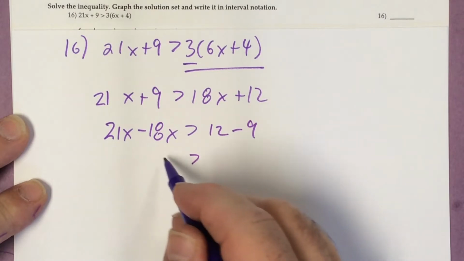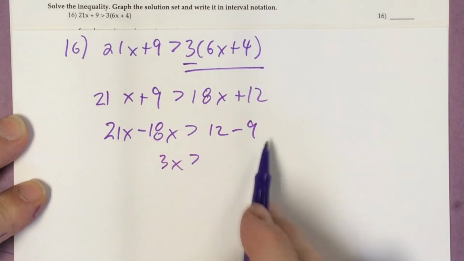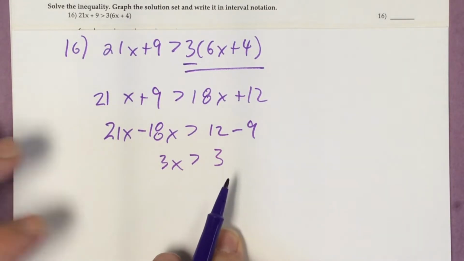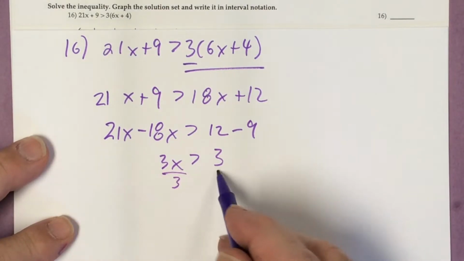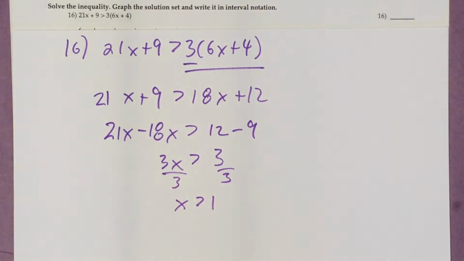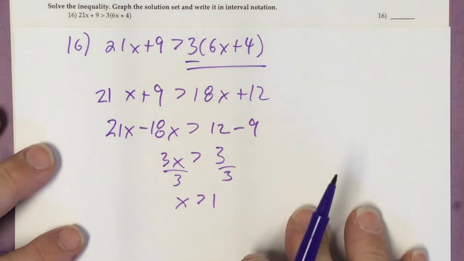21x minus 18x is going to give me 3x. 12 minus 9 is going to be 3. So we have 3x is greater than 3. If I divide by 3, I'm going to have x is greater than 1. Now, there's my solution written in algebraic form.